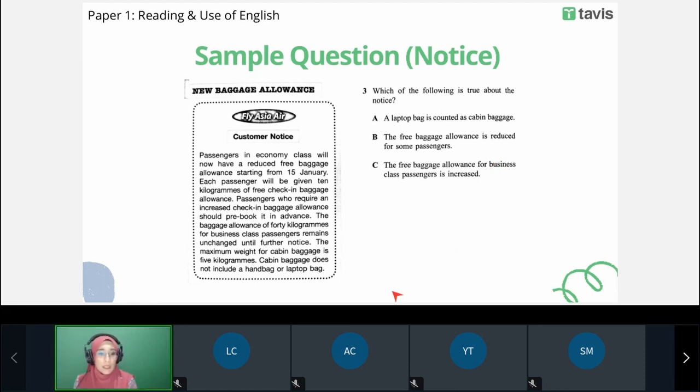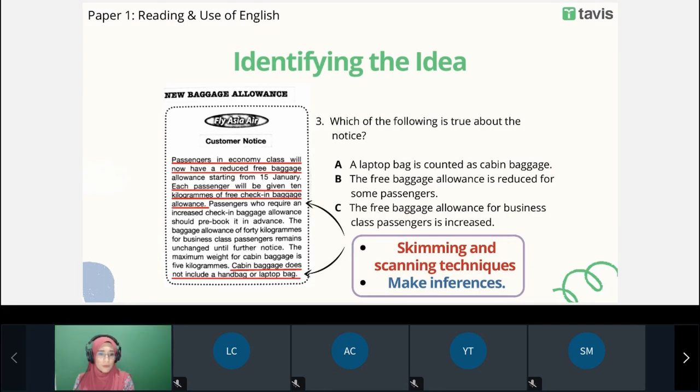Now next is where we are going to identify. Just imagine this is like your SPM paper already. So we're going to go through it very quickly on this part. This is just a sample. Here is how you can identify the idea. So how can you do it? Here, I would like you to try using the skimming and scanning techniques.